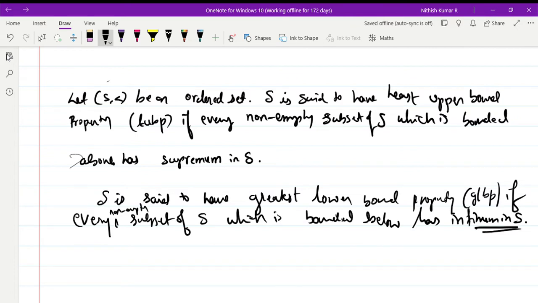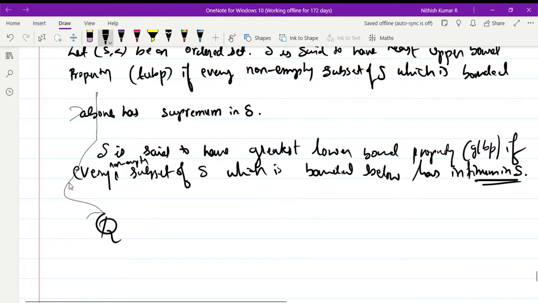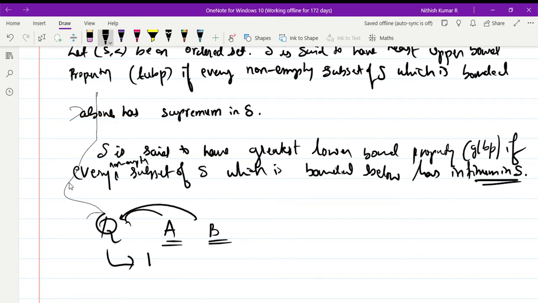So by this definition, it is easy to understand that Q, the set of all rationals, is an example. We have seen A and B are two subsets of Q in the last video, such that A is bounded above and B is bounded below, and A has no supremum and B has no infimum. Therefore Q has no least upper bound property, as well as no greatest lower bound property.